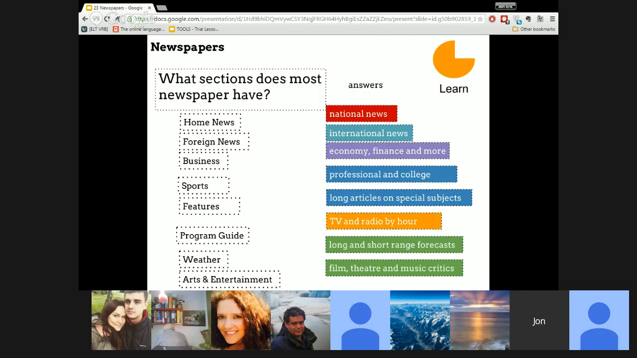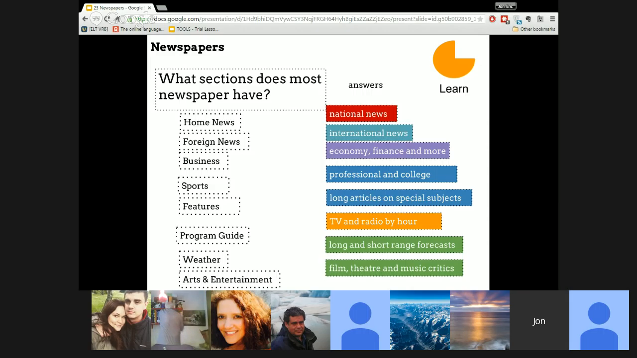International news, we call that the foreign news section, the foreign section. Sometimes it'll say other things, like current affairs or foreign affairs. Economy, finance, and more: business. Professional and college: sports. Long articles. Okay, op-eds is not a bad guess, but we call that the features section. The features section will have more in-depth reporting and longer articles. If you're a feature reporter, you are special. TV and radio, we'll call that the program guide, or the TV guide, or programming, something like that. Program guide.